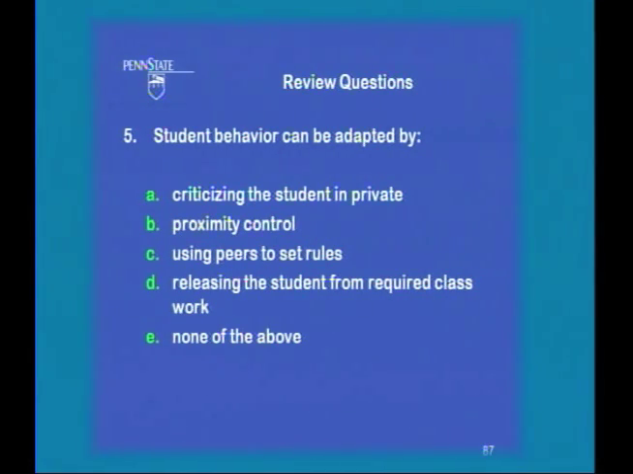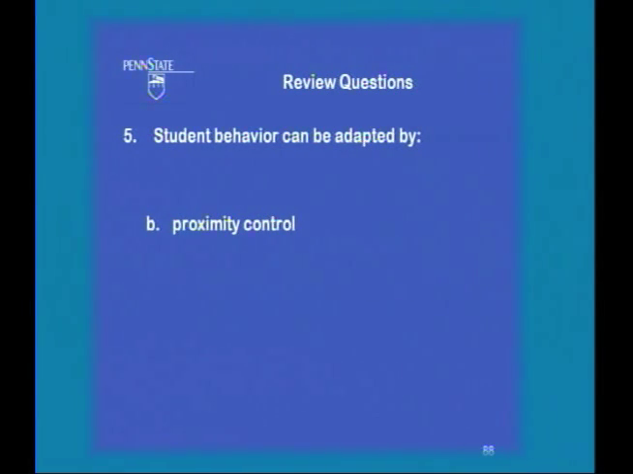Student behavior can be adapted by criticizing the student in private, proximity control, using peers to set rules, releasing the student from required classwork, none of the above. The answer is proximity control. It is often the most powerful approach. Simply standing by a student can often change behavior and improve attention. And I note that one because it was my favorite that I used in my many years as a classroom teacher.